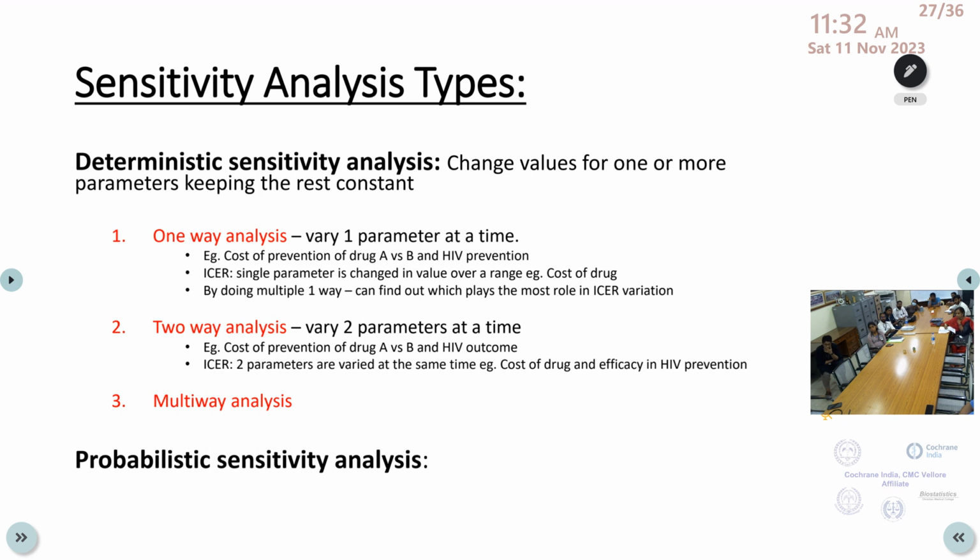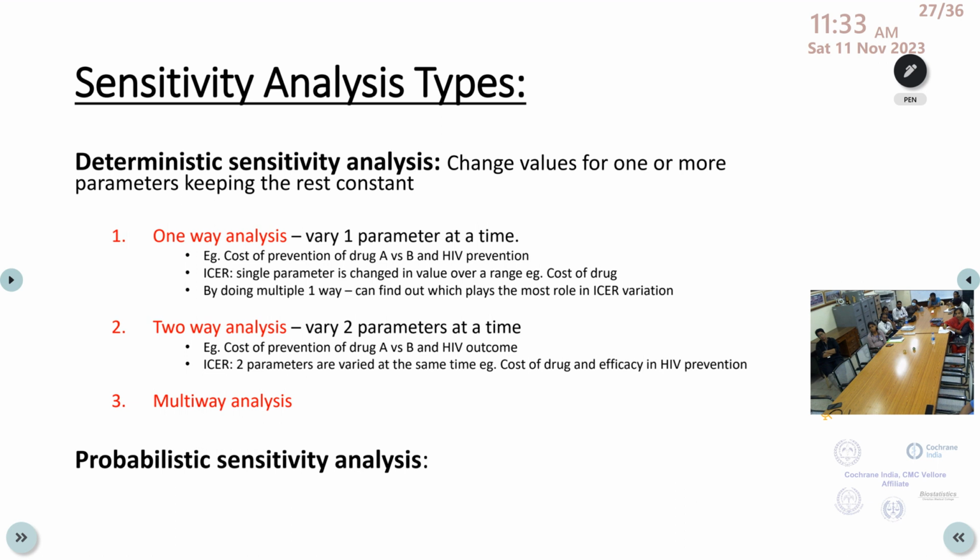So for sensitivity analysis types, there are two things. One is a deterministic sensitivity analysis, one is a probabilistic sensitivity analysis. In the deterministic sensitivity analysis, you look at a few variables, keeping everything else fixed. So there's one-way analysis, two-way, and multi-way.